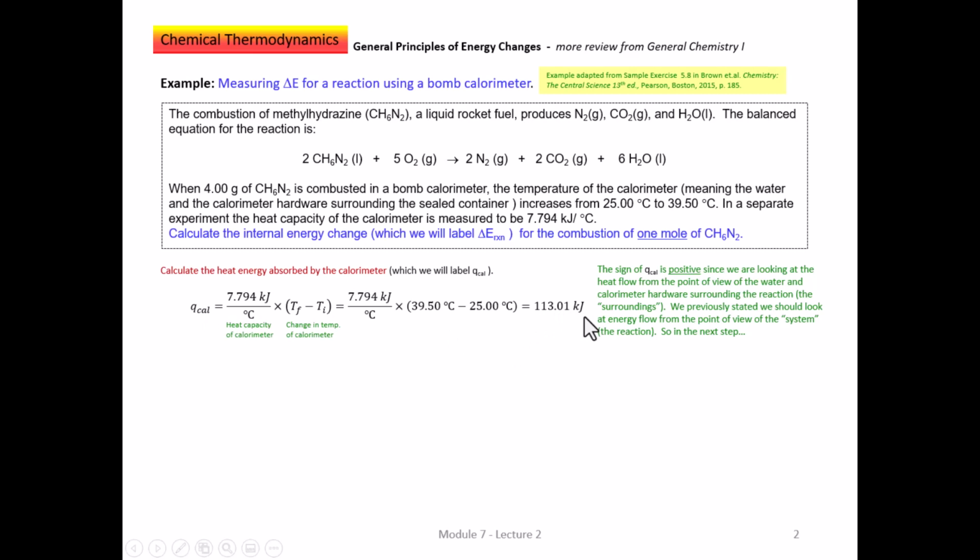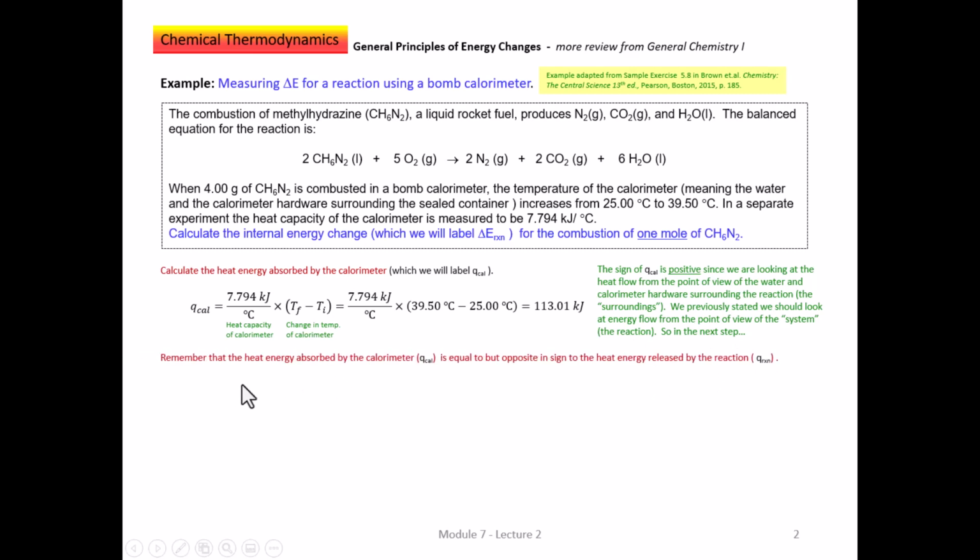So this is how much heat energy is being absorbed by the water in the calorimeter from this combustion reaction. And the sign of Qcal here is positive because the heat flow that we're looking at now is from the perspective of the calorimeter. So that would be positive because the calorimeter is absorbing heat. If you recall, we previously stated that we actually should be looking at energy flow from the point of view of the system, the reaction.